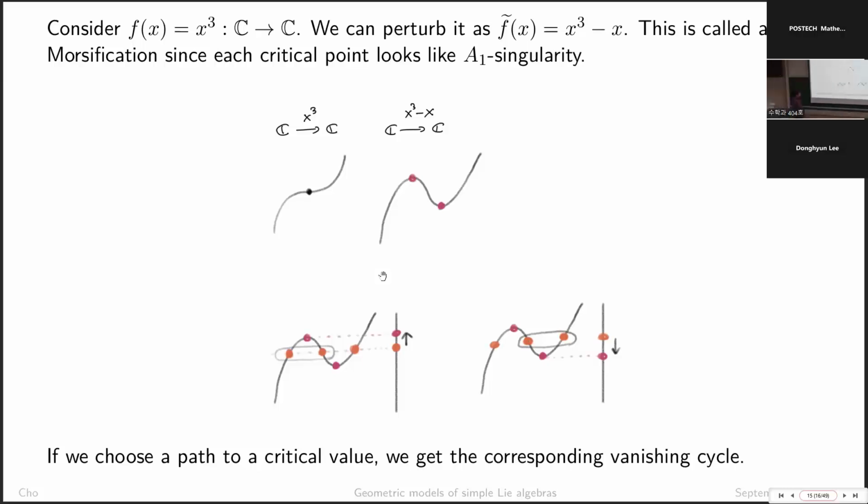And now what are the vanishing cycles? So let's look at the preimage of this value. The preimage is like 3 points. And as you approach the critical value, these 2 points somehow collapse. So this is a vanishing cycle. And as you approach another critical value, these 2 points collapse. So we have these 2 points as vanishing cycles, and these 2 points as vanishing cycles. So you have 2 vanishing cycles which intersect at 1 point. So that's the A2 Dynkin diagram.